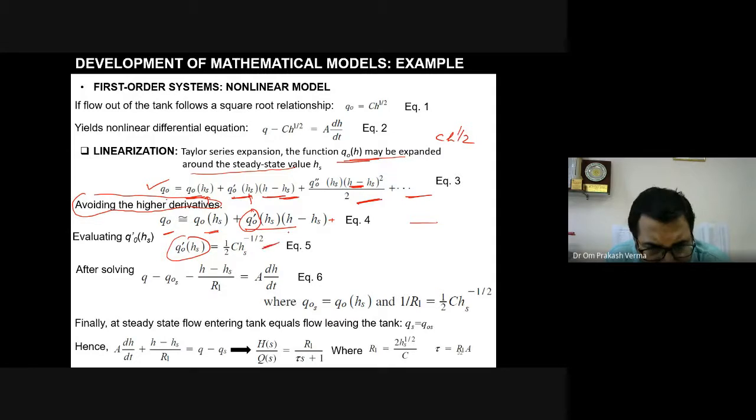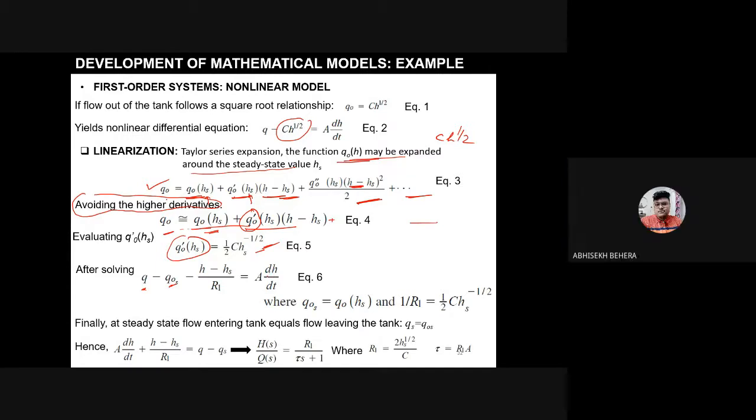Is it clear? Yes, sir. Okay. So this is done. Now just put this value: Q naught is equal to this value. So after solving this equation, we get Q naught is equal to this total value. Now, from this, it becomes Q naught as H minus Hs by R1, equal to A dH by dt. Am I right? Yes, sir.